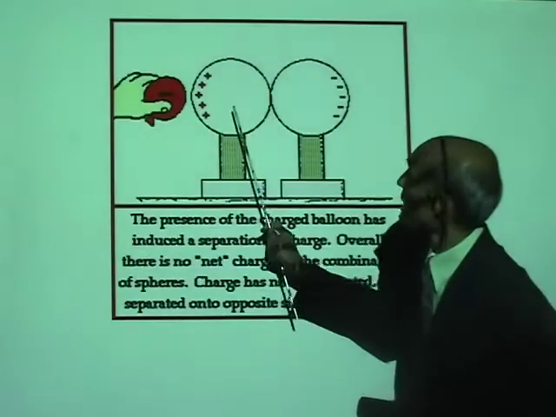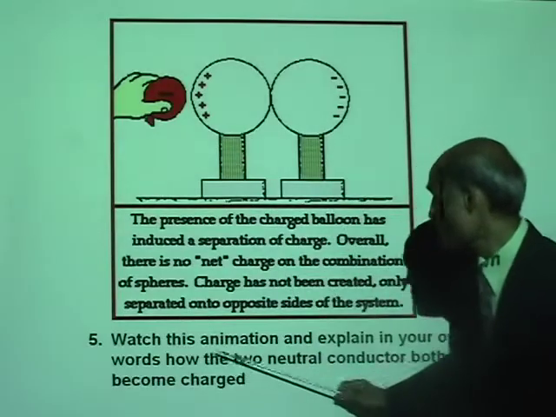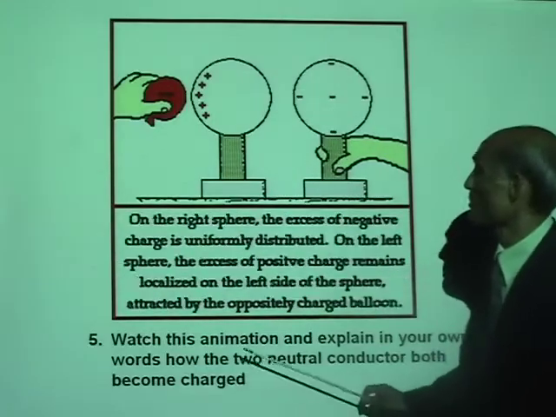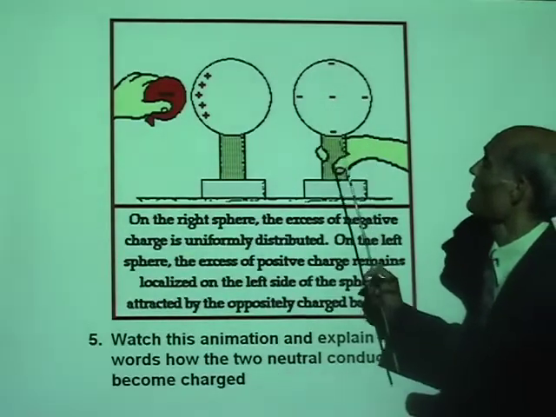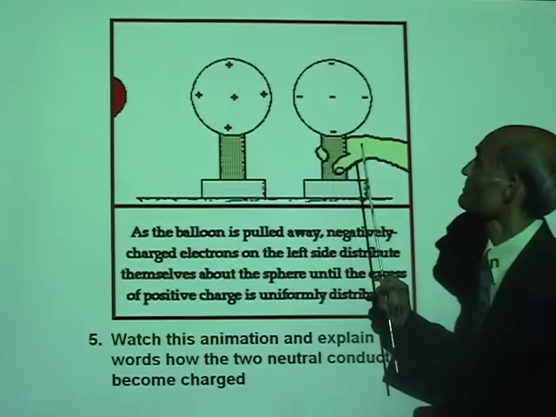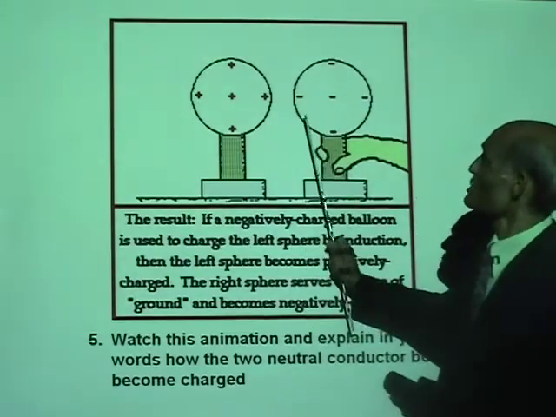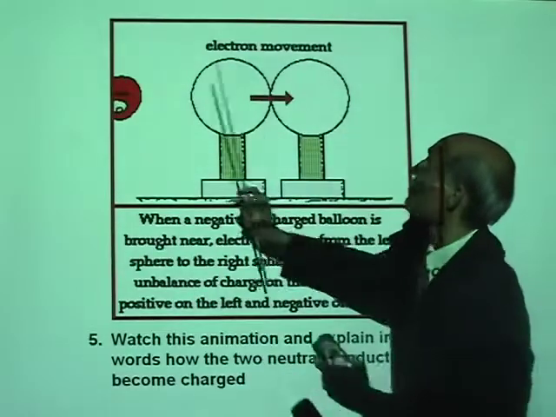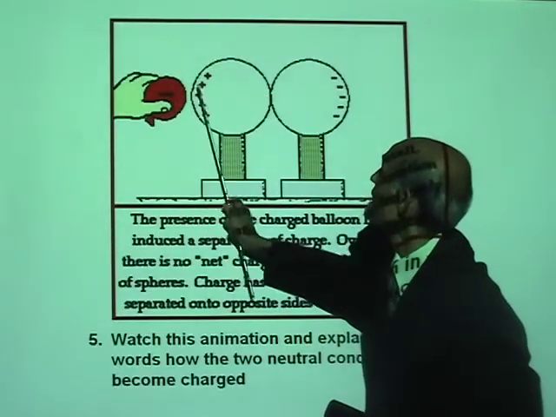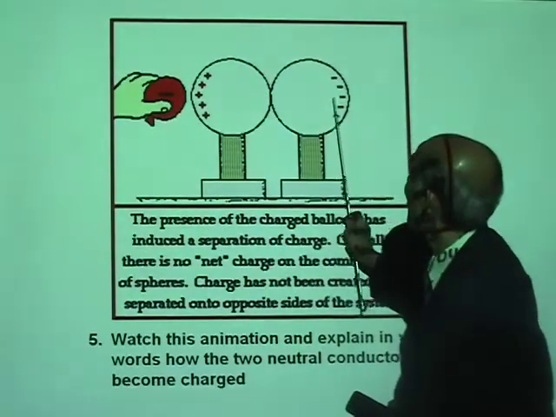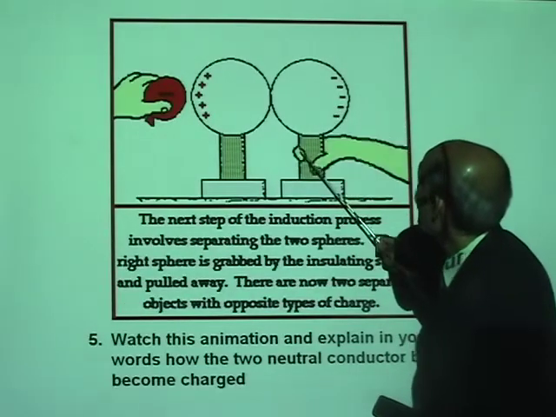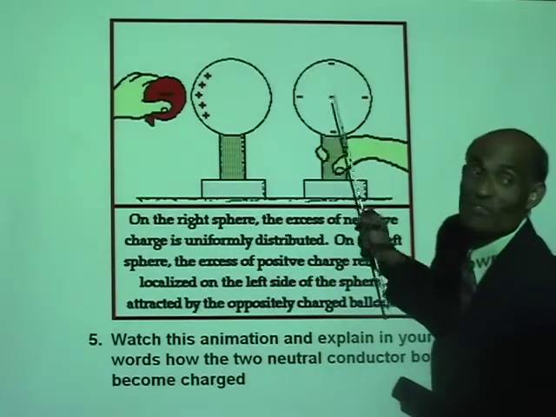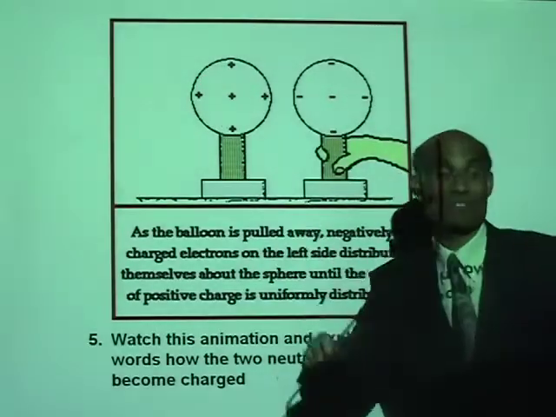Alright, I want you to watch now this. Watch this animation and explain in your own words what actually happens. Now I want you to watch it from the beginning. Alright, how does it start? Now forget about this, let's look at the start first. In the beginning there are 2 neutral conductors, they are both neutral. A charged object is brought near, what happens? The negative charges went all the way to here. And now remove one conductor. What happens? This will have some excess negative charge and that will have some excess positive charge.